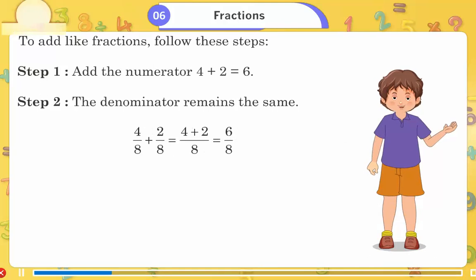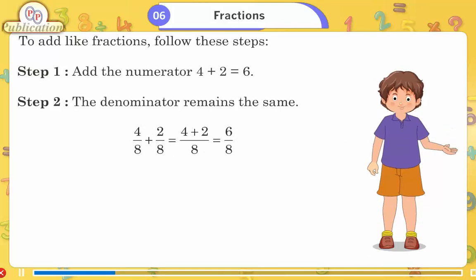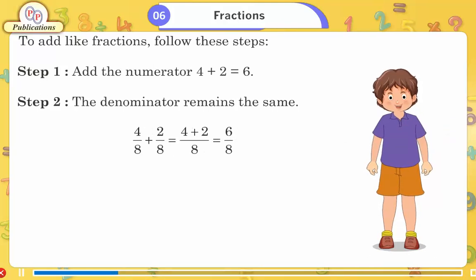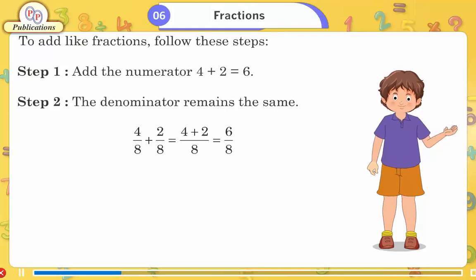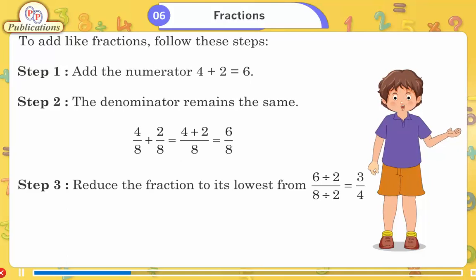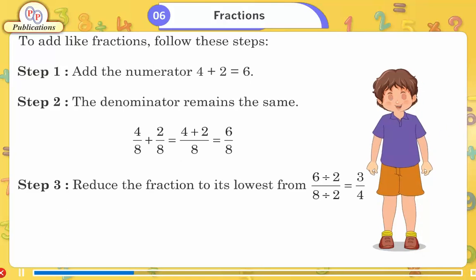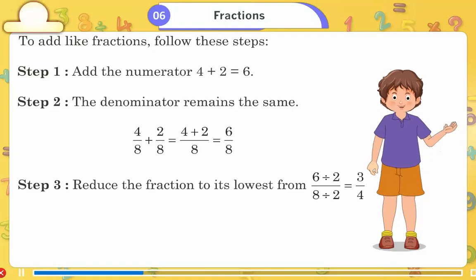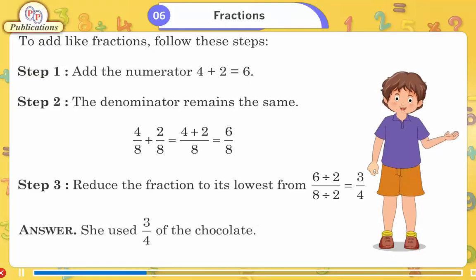4 upon 8 plus 2 upon 8 is equal to 4 plus 2 upon 8 is equal to 6 upon 8. Step 3. Reduce the fraction to its lowest form. 6 divided by 2 upon 8 divided by 2 is equal to 3 upon 4. Answer: she used 3 upon 4 of the chocolate.